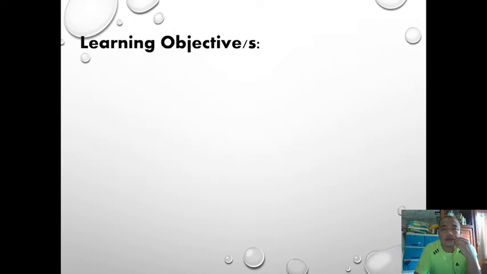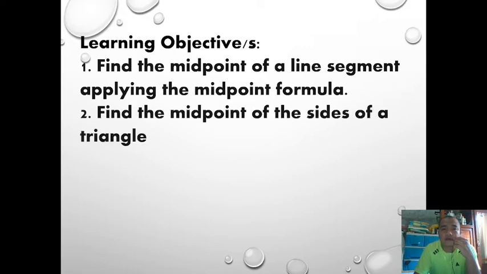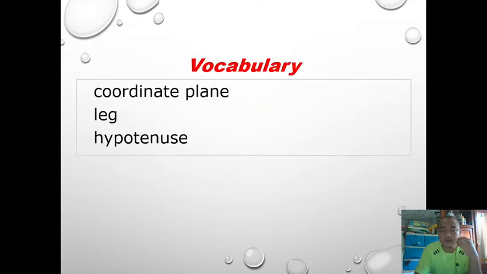Learning objectives. Number 1, find the midpoint of a line segment applying the midpoint formula. Find the midpoint of the sides of a triangle, and find the other endpoint of a line segment given one endpoint and the midpoint. So these are the particular vocabulary for this topic: midpoint formula, coordinate plane, leg, and hypotenuse.